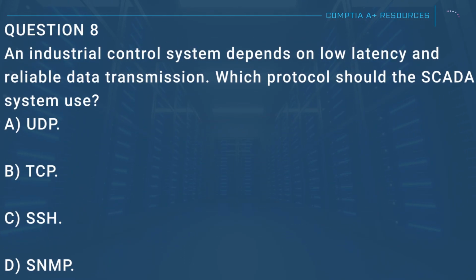Question 8. An industrial control system depends on low latency and reliable data transmission. Which protocol should the SCADA system use? A, UDP, B, TCP, C, SSH, D, SNMP.